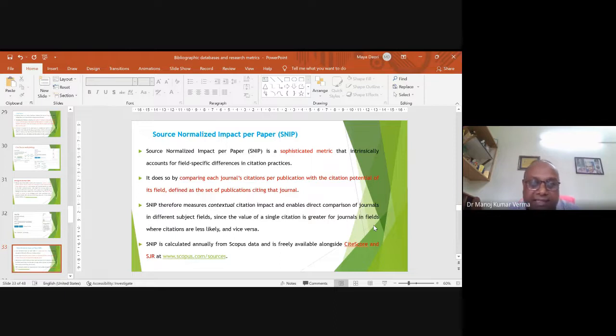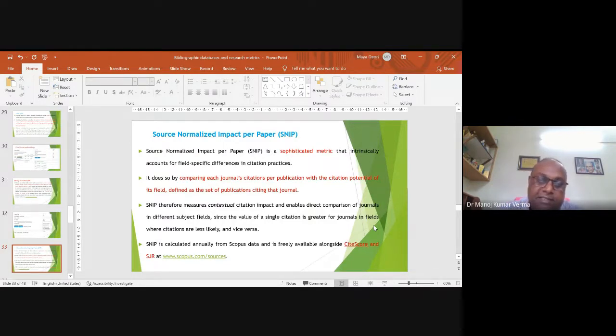Now, another interesting thing: Source Normalized Impact per Paper. Actually, it emphasizes the journal per paper, meaning the impact of a particular paper is being highlighted. The Source Normalized Impact per Paper is a sophisticated metric that accounts for field-specific differences in citation practice. It does so by comparing each journal's citations per publication with the citation potential of its field, defined as the set of publications citing the journal.